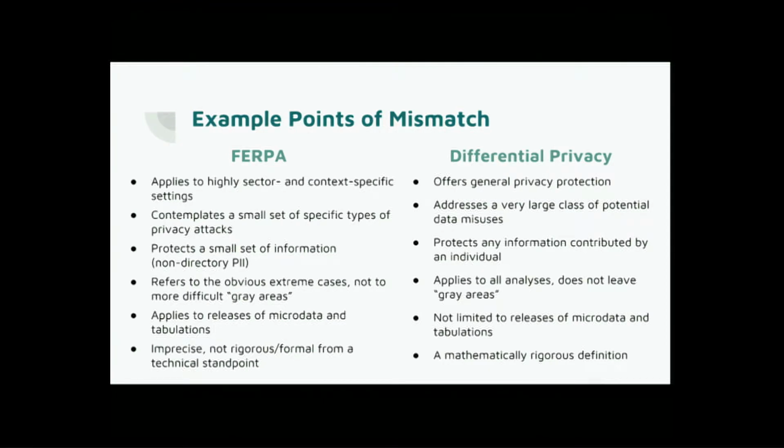The guidance on FERPA seems to refer to obvious extreme cases, not to more difficult gray areas. So in discussing the risks in releasing aggregate data, say a contingency table, they say that you can't release a table where one of the cell values is 1 or 2, relating to 1 or 2 people. But it doesn't give you enough guidance to make decisions with respect to more difficult types of considerations when it comes to privacy. Whereas differential privacy applies to all analyses and does not leave these sorts of gray areas.